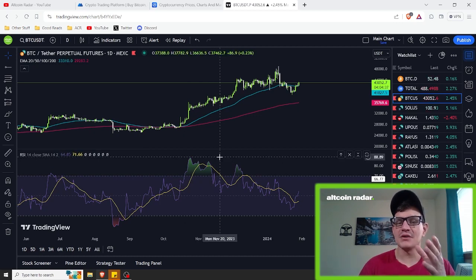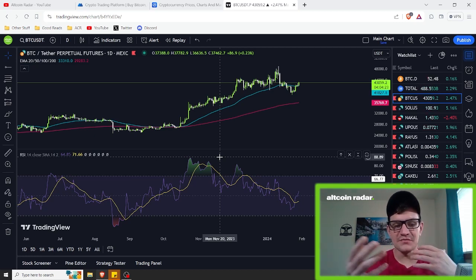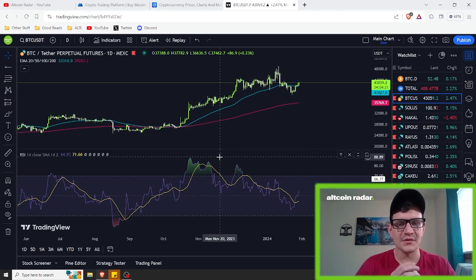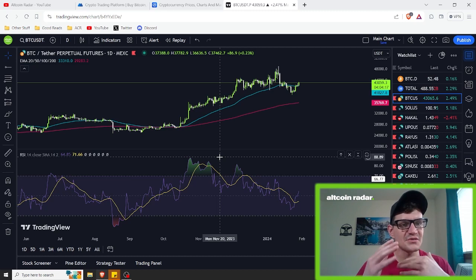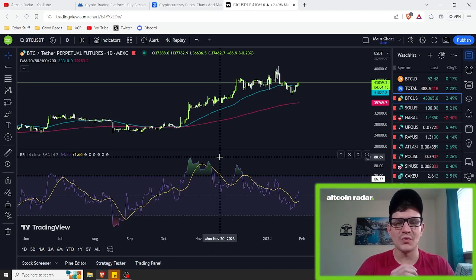So when we are in a very strong uptrend and market sentiment is extremely bullish, you can fully expect that we're going to be staying in overbought territory for quite a while. The same goes with being in oversold territory as well. If things are extremely bearish and market sentiment overall is extremely bearish, you can fully expect that we are definitely going to sit in oversold territory. We could be there for quite some time.